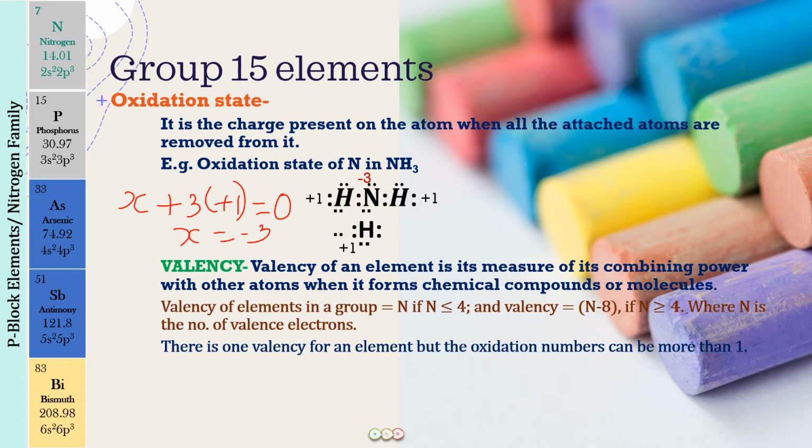Essentially, both are expressing the combining capacity of the particular element in a compound. I hope you now understand that valency was a term introduced earlier, and when scientists came to know about other combining capacities of the element, they coined a new term called oxidation state.